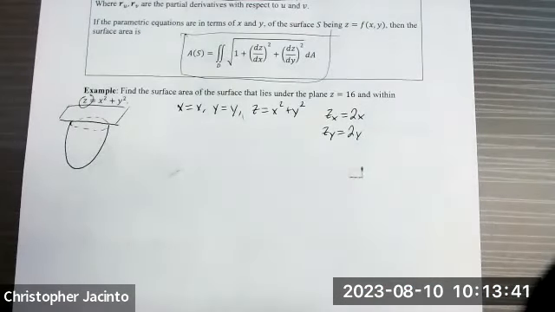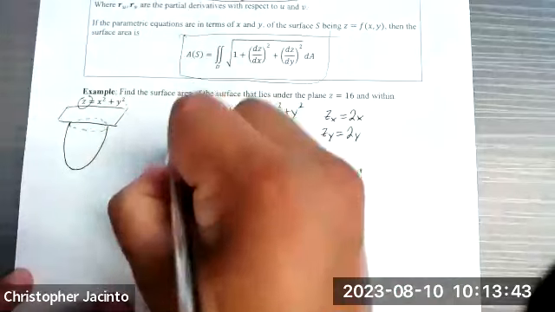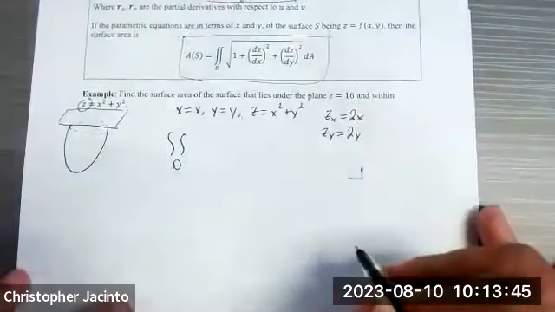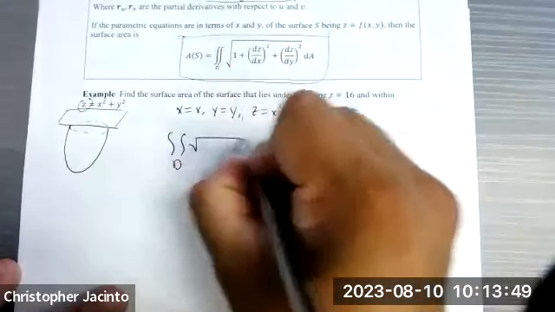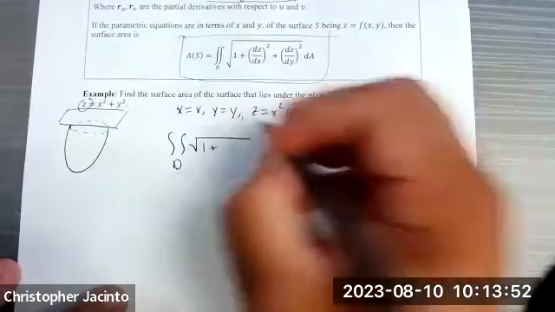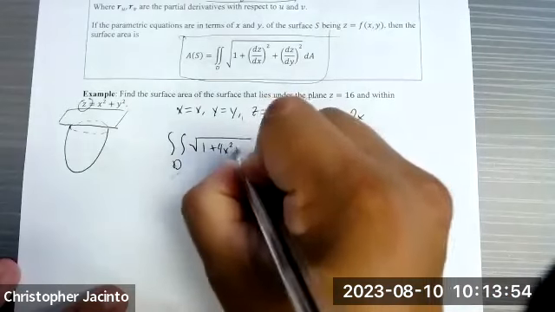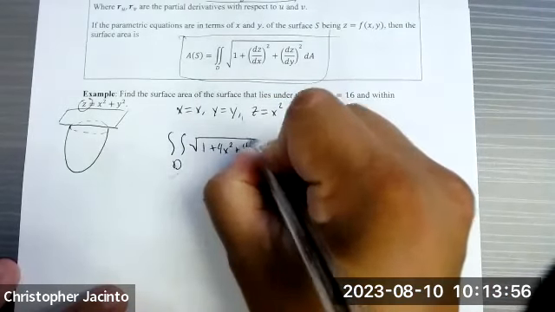So plug it into our formula. It's going to be the double integral over the region. We don't know the region yet, that's the reason why I'm not writing it yet. Of the square root of 1 plus this squared plus that squared, so 4x squared plus 4y squared dA.